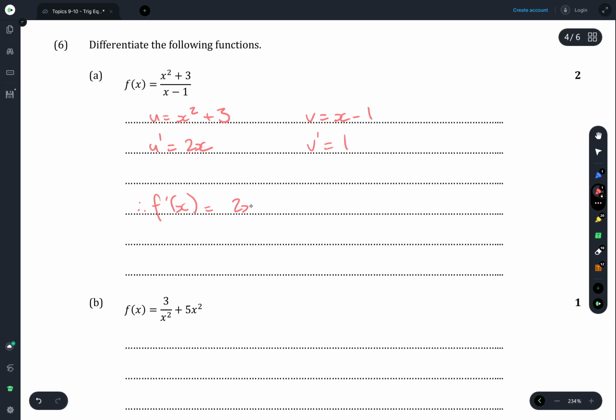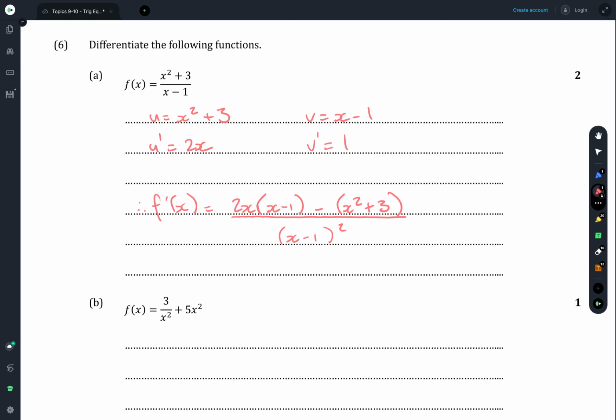So we're going to have 2x times x minus 1 minus 1 times x squared plus 3. Again, making sure that we're considering the brackets. We're doing 1 times x squared plus 3, but we're minusing the whole thing. And that's over v squared. So v is x minus 1, so we have x minus 1 all squared.